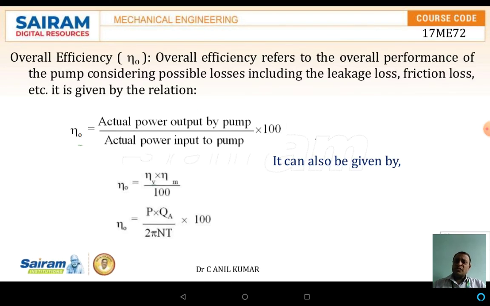The overall efficiency. The overall efficiency refers to the overall performance of the pump, considering all possible losses, including leakage losses, frictional losses, or other losses. It is defined as the ratio of the actual power output to the actual power input.